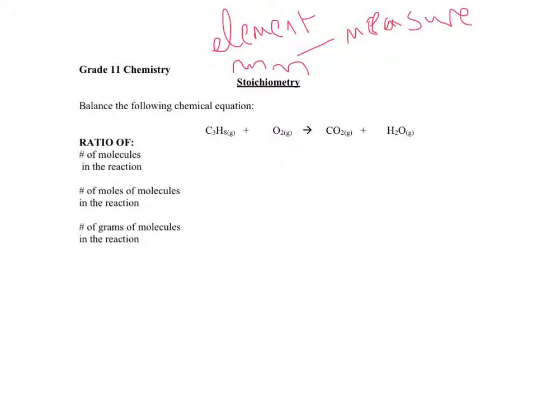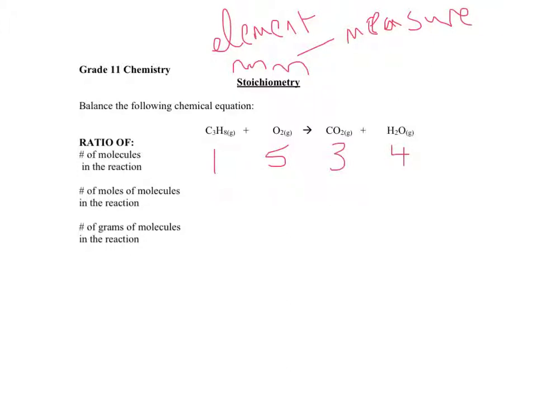So let's start out by looking at the following chemical equation. We've got some amount of propane reacting with oxygen to make carbon dioxide and water. Take a minute and try to balance that. Once you balance it, you're going to have one propane molecule for every 5 oxygen molecules, producing 3 molecules of carbon dioxide and 4 molecules of water.